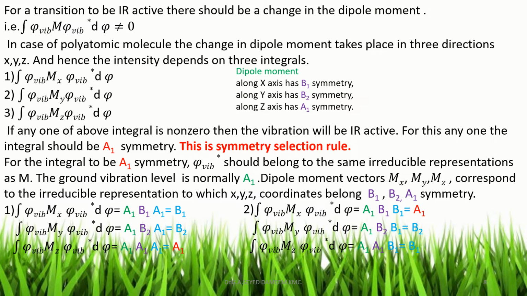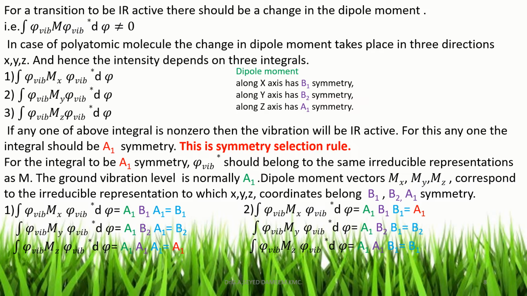So for this integral component, the vibration A1 is IR inactive. In the case of the second component, with my, we get the direct product A1, B2, A1, which is equal to B2. A1 into B2 is B2, and B2 into A1 is B2. That is the direct product rule. So for this component also, the vibration corresponding to A1 is IR inactive. But along the mz vector, we get the product A1 into A1 into A1, which is equal to A1. So for this component, the vibration corresponding to A1 is IR active.